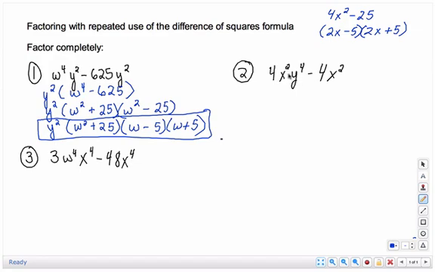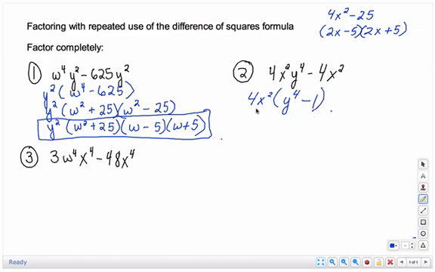Now, let's look at the other two examples here. So this second example, I see I can common factor out a 4. And I also notice that both terms have an x squared. So I'm going to take out a 4 and an x squared. And when I divide this by 4x squared, it's going to leave me with just a y to the fourth. So that's what I'm going to put inside of my parentheses. Minus, and if I take 4x squared, divide it by 4x squared, I get a 1.